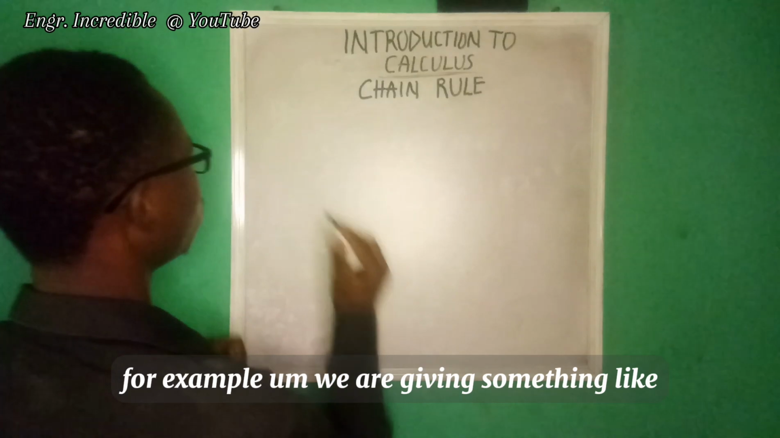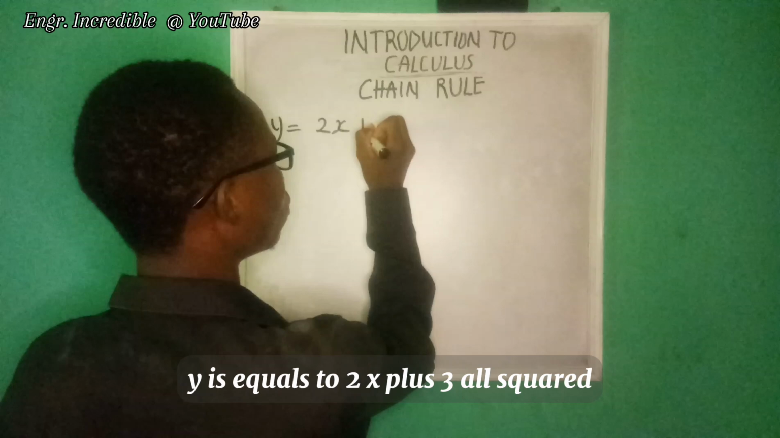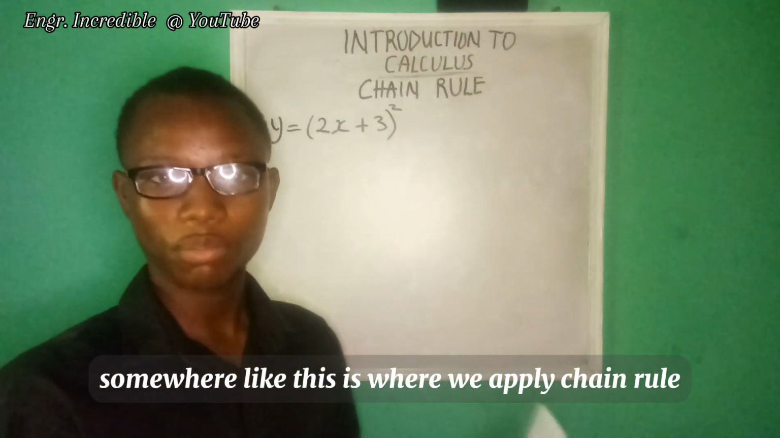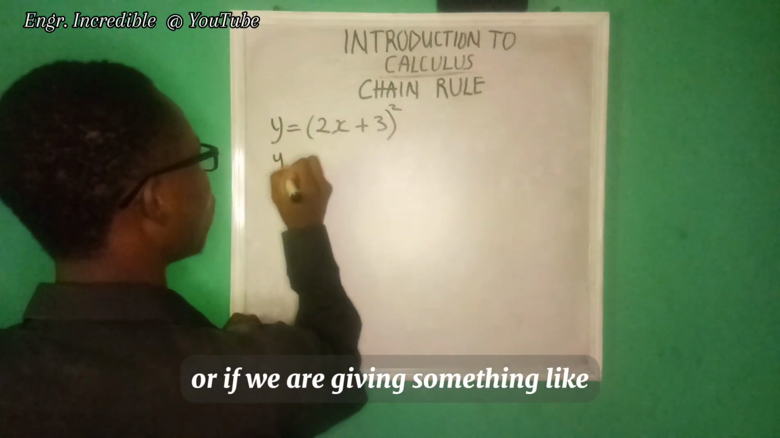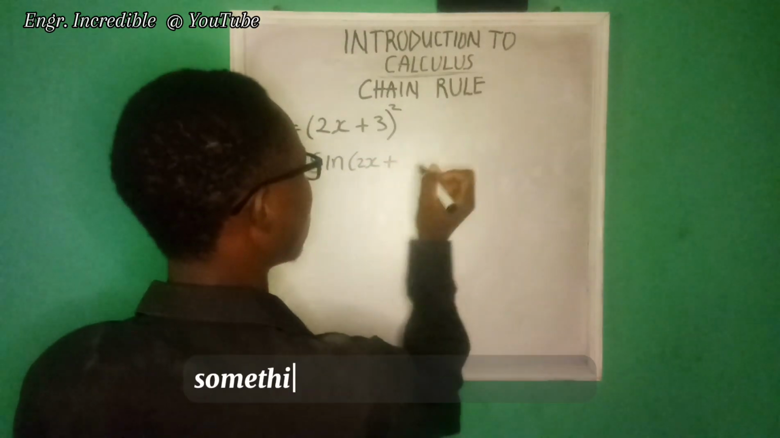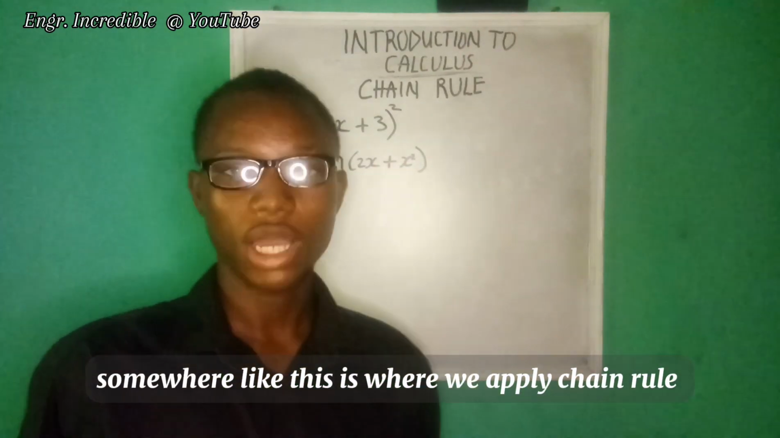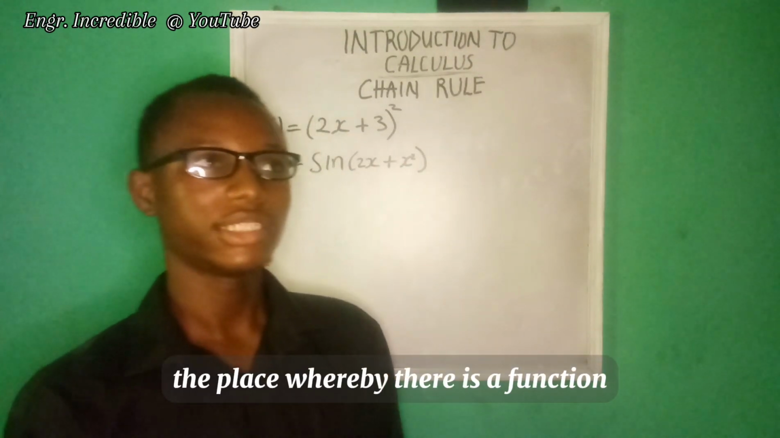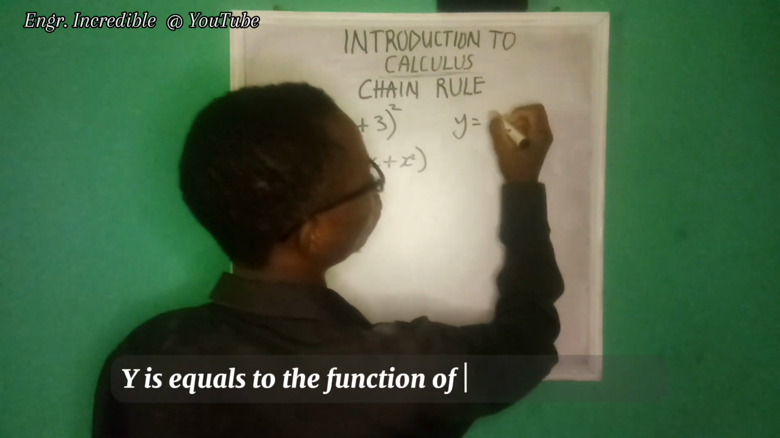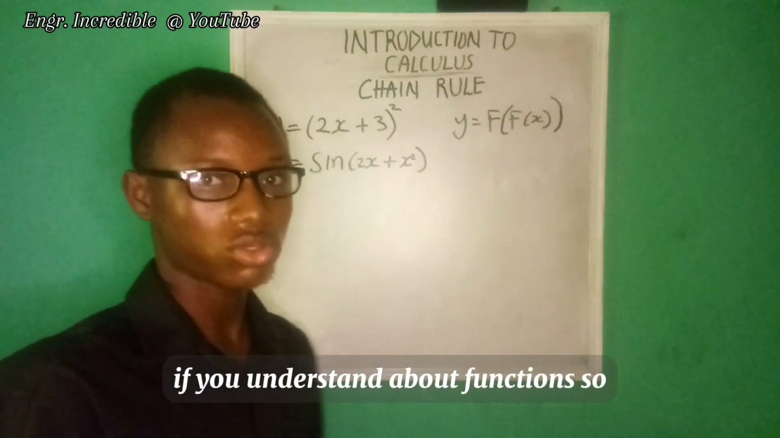For example, we are given something like y is equals to (2x plus 3) all squared. Somewhere like this is where we apply chain rule. Or if we are given something like y is equals to sine of (2x plus x squared), somewhere like this is where we apply chain rule. The place whereby there is a function inside that function, that is where y is equals to the function of x, if you understand about functions.